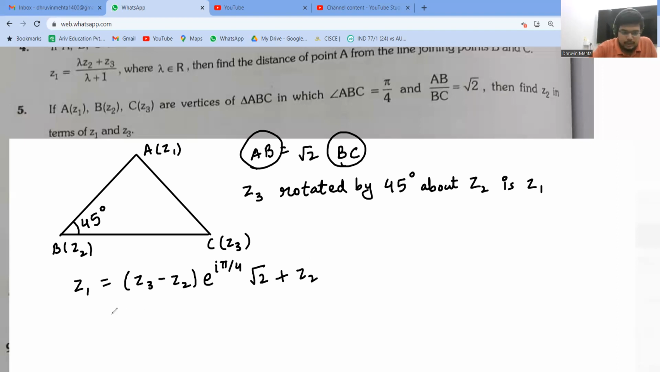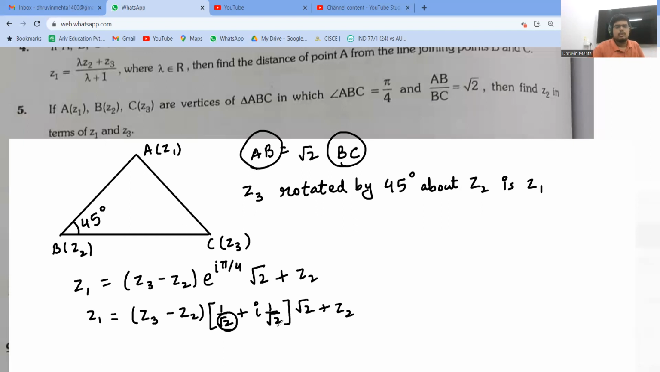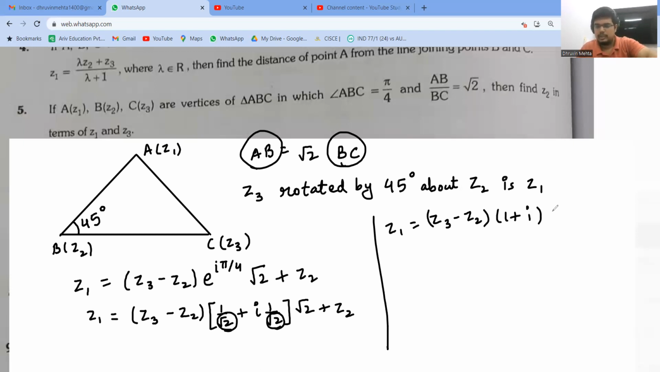तो इसको पूरा solve करना पड़ेगा e raised to i pi by 4 को. So this will be, मैं थोड़ा directly लिख रहा हूँ. When we take cos pi by 4, it will be 1 by root 2, plus i sin pi by 4 will be again 1 by root 2, into root 2 plus Z2. So do you realize Arush, इसमें नीचे से root 2 जब बाहर आएगा, that root 2 will get cut with the numerator root 2. So we have Z1 is equal to Z3 minus Z2 into 1 plus i will be left, Arush, plus Z2.